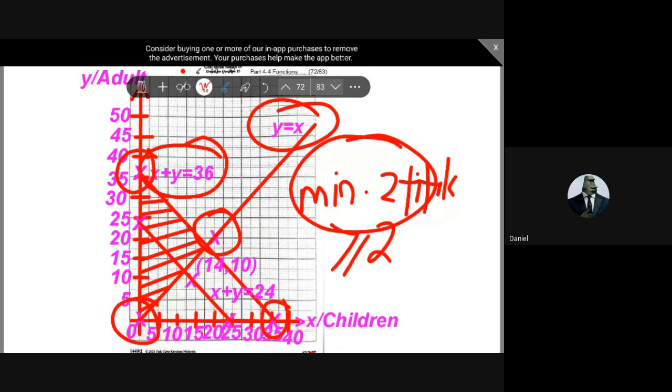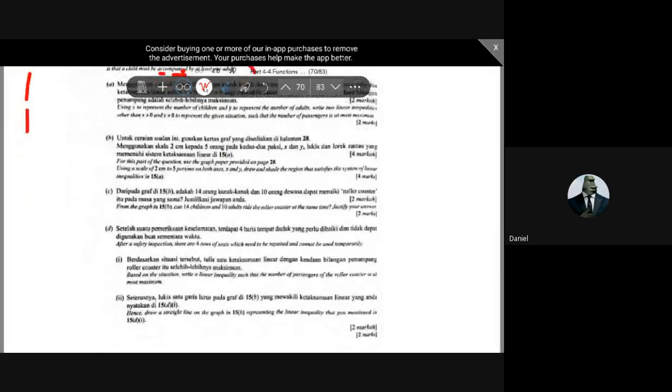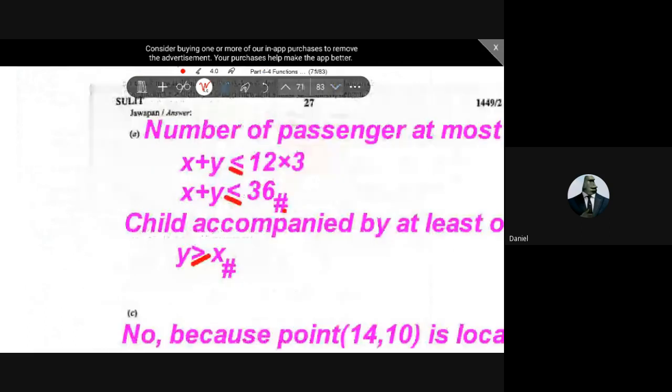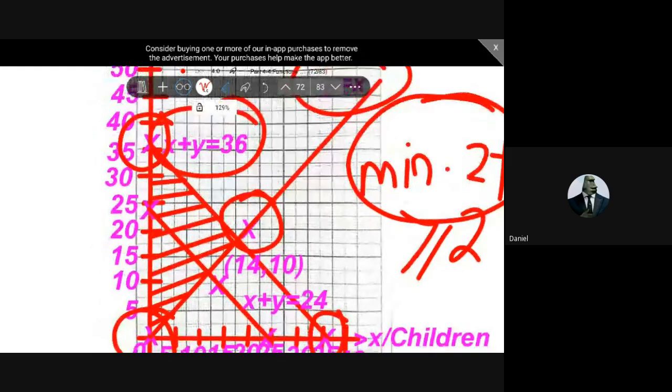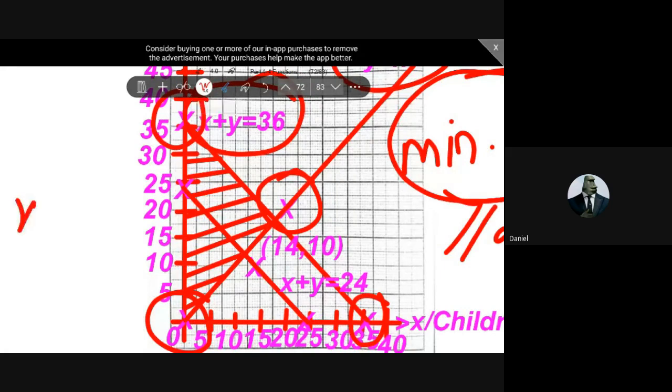Okay. So now your question is, lihat balik soalan. Kamu dah lukis garis sekarang kan? So draw and shade. Kamu kena lorekkan kawasan yang memuaskan kedua-dua ketaksamaan linear. You need to shade the region that satisfy both linear inequalities. Okay. So now how to determine? Macam mana kamu nak tentukan bahagian yang mana? Okay, so kamu refer balik inequality kamu. X plus Y lebih kecil atau sama dengan 36.